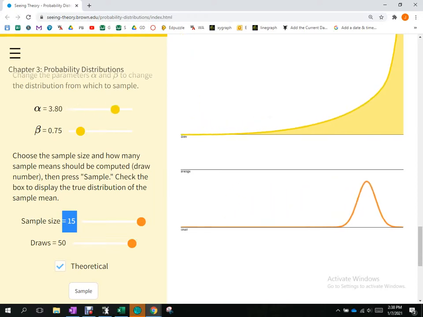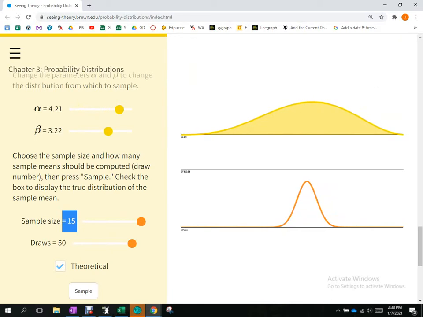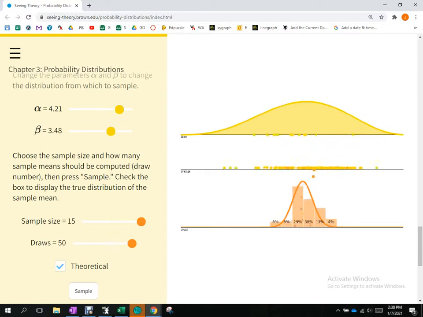If I have a population that looks like this, that looks normal, doesn't it? Then I am guaranteed that when we do this, the sample means distribution will be normal, no matter how big my samples are. So I can take samples of 2, samples of 3, samples of 4, it will be normal.